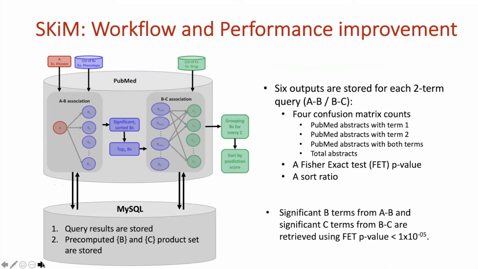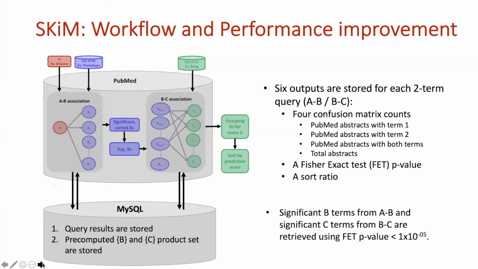We improved the speed with two components. First, we saved all the query results to the database. So when the query is repeated, it just pulls the results from the database. The second component is a very interesting one. We pre-computed the B and C product set and stored it in the database. During execution, we calculated only the A to B, then pulled the B to C component.